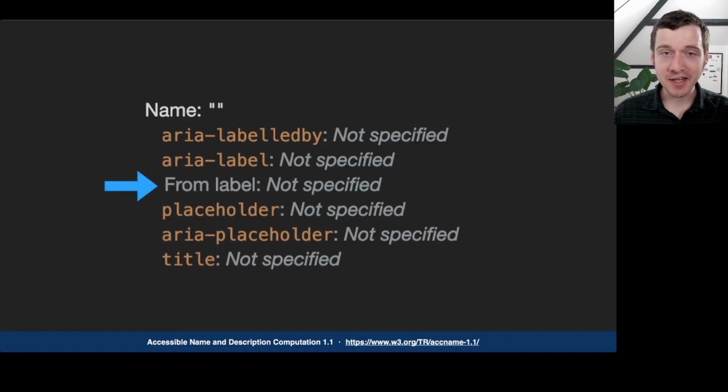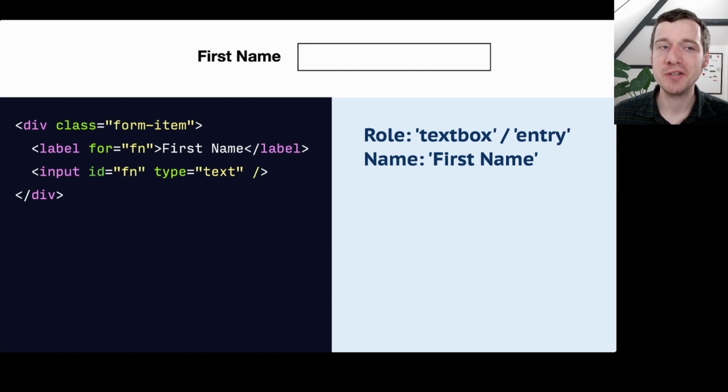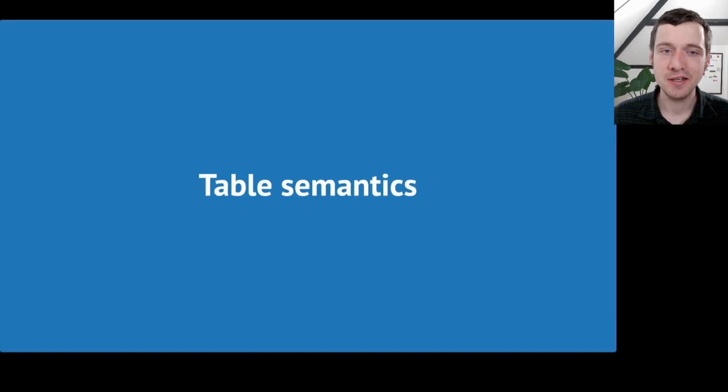If you want to know exactly how names get computed, you can look at the accessible name and description computation specification. But generally, if you use a label element in your HTML that has a for attribute that refers to the ID attribute of the input, you are connecting these two, and it's going to take the contents of the label as the accessible name. So it's going to compute first name in this case.